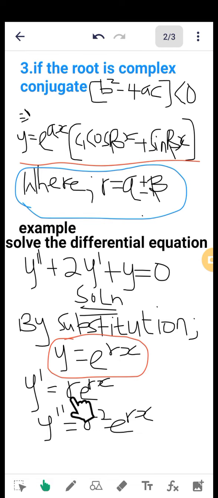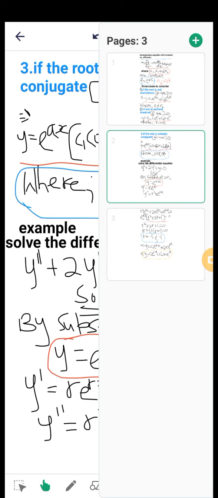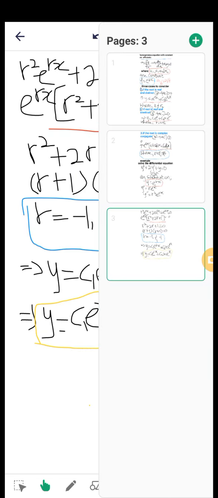So we first differentiate my function. You know how to differentiate an exponential function: we maintain e exponent rx, then we differentiate the exponent rx, getting r, so y prime is r e exponent rx. Then we differentiate again to get the second derivative: we maintain e exponent rx and differentiate the exponent, getting r times r, giving us r squared e exponent rx.